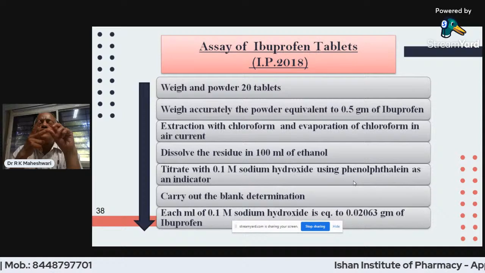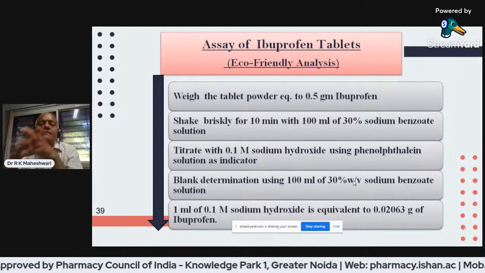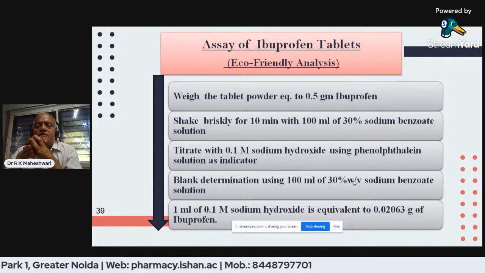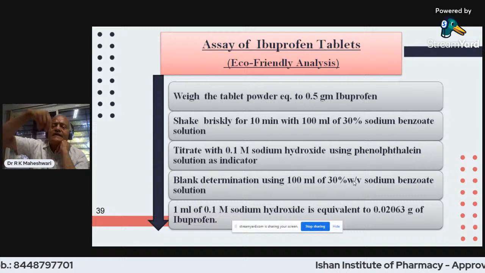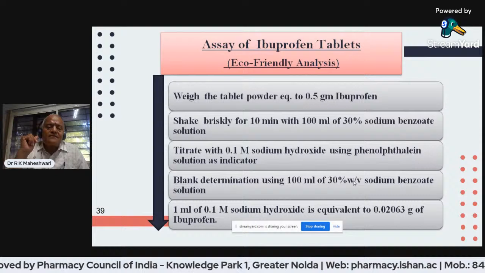So this is the IP/BP method, which involves two organic solvents, chloroform, a class 2 organic solvent, and ethanol, a class 3 organic solvent. Now, both these organic solvents have been replaced by sodium benzoate solution. What you have to do in this green chemistry method or eco-friendly method? Weigh the tablet powder equivalent to 0.5 gram ibuprofen. Shake briskly for 10 minutes with 100 ml of 30% sodium benzoate solution. During this shaking, the ibuprofen present in the tablet powder is dissolved by sodium benzoate solution, by hydrotropic solubilization, whatever you say.